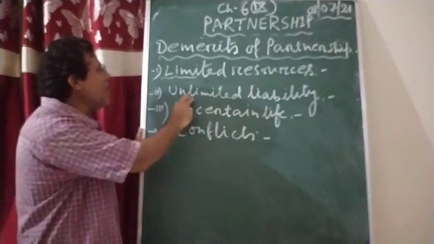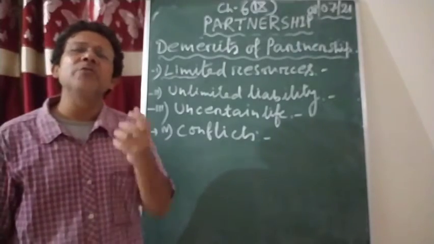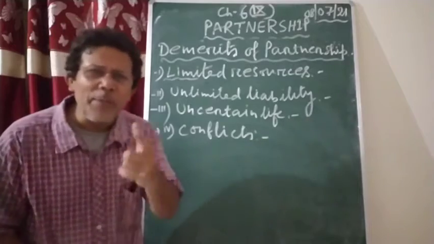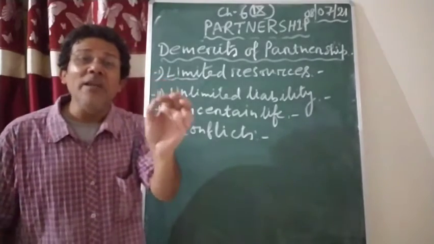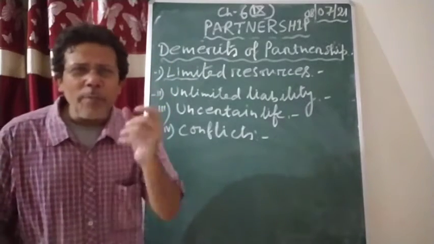Second, unlimited liabilities. What do you mean by this? Liabilities means responsibilities, or they are liable, unlimited. Whose liability is unlimited? The liability of the partners is unlimited. What do you mean by that?